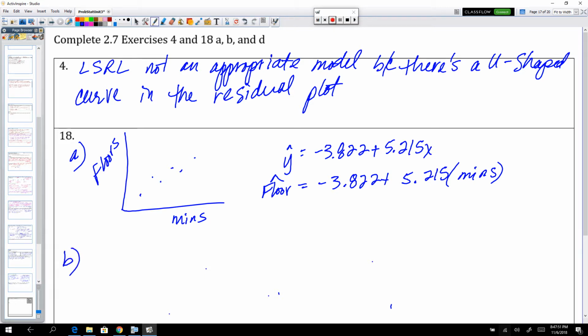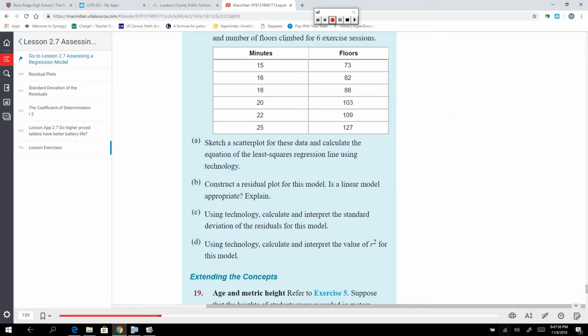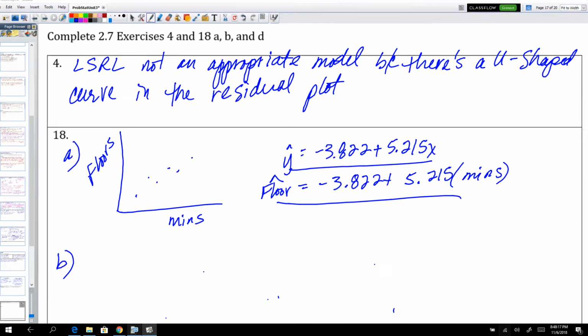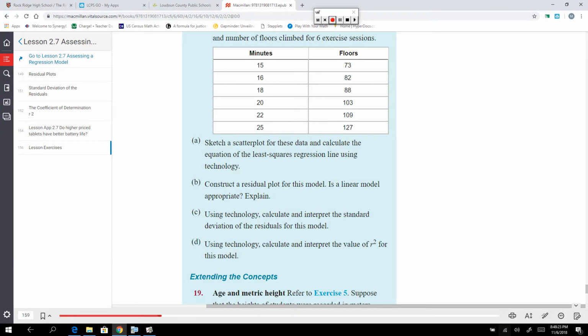Now, for B, you will need to construct a residual plot. Now remember, for each of these data points, and it's only 6 data points, we've got an actual value, and now, based on this equation, we can calculate a predicted value. So you will need to calculate predicted values for each of these data points: the predicted value at 15 minutes, at 16, at 18, at 20, at 22, and 25. You'll need to come up with Y hats for each of these.